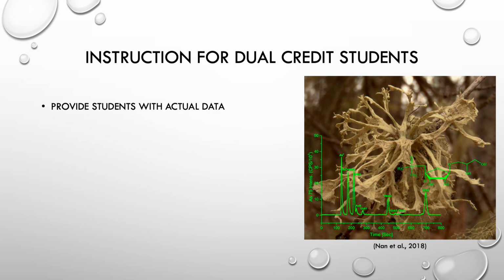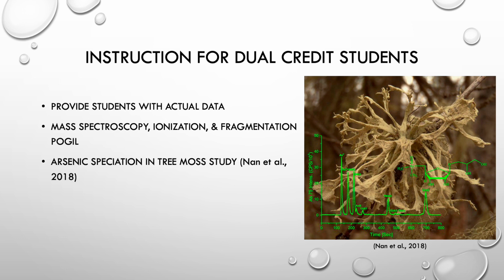Finally, I would have to show them some actual data from a time of flight mass spectrometer. This is a picture I obtained from another study that was done. In this case, they showed fragmentation using electrospray. One of the things that we do early in AP chemistry or dual credit is look at mass spectroscopy, ionization, and fragmentation of organic compounds. So this would be done after that unit.